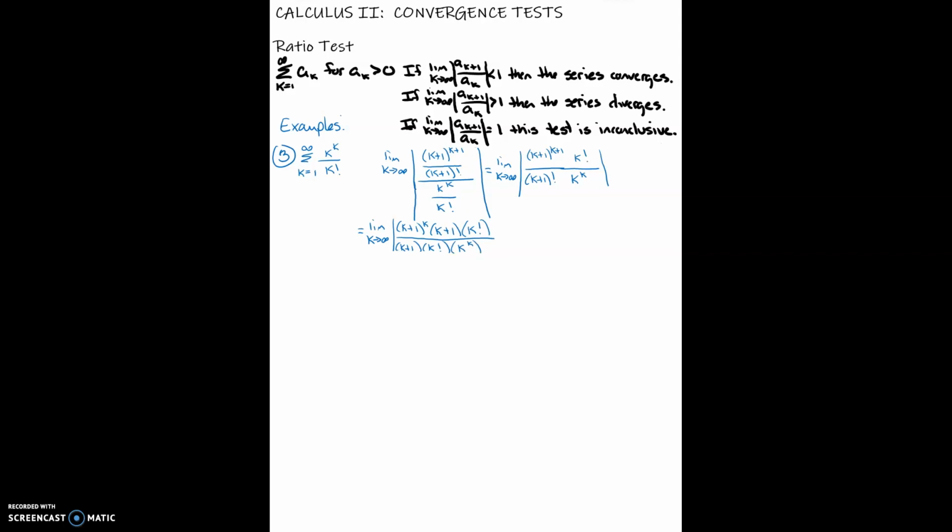Whew, there was a lot going on there. Hope all of that made sense. Please take your time and make sure that is all clear to you. Now, there you can see a number of things that will cancel. k plus 1 will reduce. k factorial over k factorial, that will reduce. So we end up with the limit as k goes to infinity of the absolute value of k plus 1 raised to the k over k raised to the k, which actually is the limit as k goes to infinity of k plus 1 over k to the k.